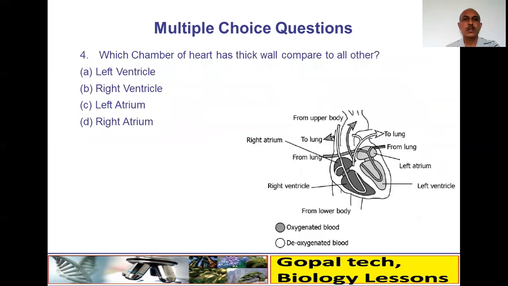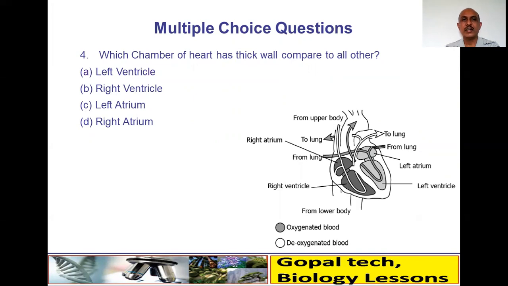Next question. Which chamber of the heart has a thick wall compared to all others? You can see the diagram. Based on the diagram, which one has the thick wall? Pause the video, write the answer, check it.